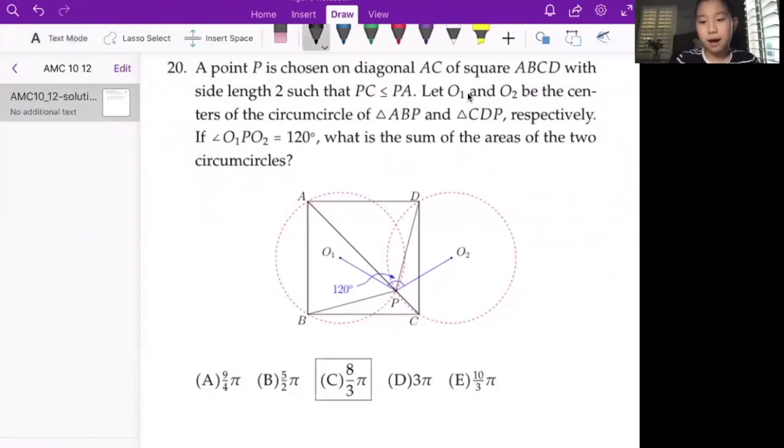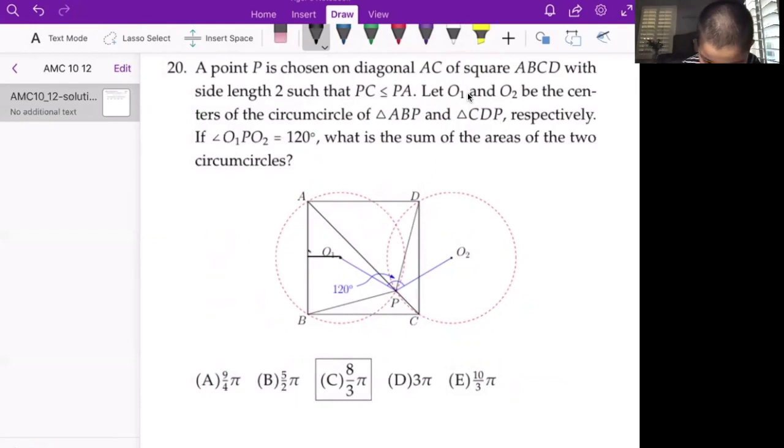So, yeah, maybe you were thinking about cyclic quadrilaterals. Maybe you were thinking about some other things. Those are all great ideas. But this problem actually uses one of the most basic definitions of circumcenter. It's just the intersection of the perpendicular bisectors. So which ones am I talking about?